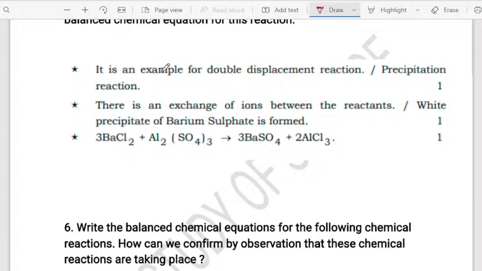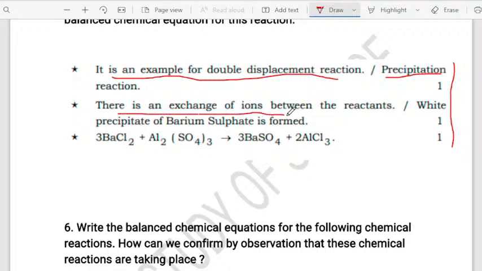Okay. See, in examination, this is how they allot the marks. It is an example of a double displacement reaction, or it is also called a precipitation reaction. You can write either this or this, and you will get 1 mark. And what happens here? There is an exchange of ions between the reactants. Here, a white precipitate of barium sulfate is formed. You also have to note down that yesterday I told you barium sulfate is white in color, but lead iodide is yellowish in color. I think you all have seen yesterday's crash course. After balancing the equation, this is how you see it: 3BaCl2 plus Al2(SO4)3 gives rise to 3BaSO4 plus 2AlCl3. This is the final equation after balancing.